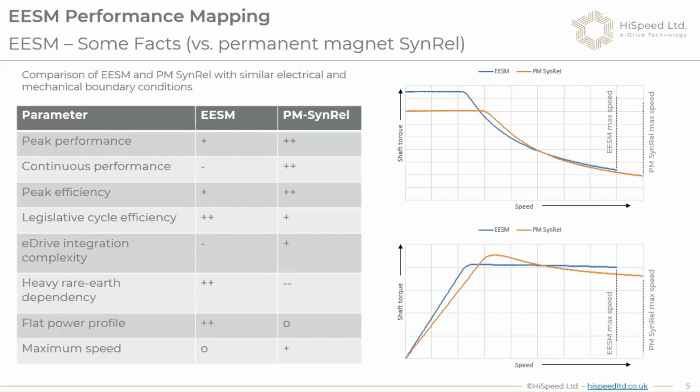Here is a comparison of torque speed curves. These are peak performance curves between the two technologies, the EESM and the permanent magnet motor, with similar boundary conditions. The major benefit we see on the EESM is a very flat power profile, which is very well suited for traction applications, where usually the requirement is a flat power after base speed. In terms of overload capability, the EESM also has a benefit, where we can push quite a high current through the rotor coils in order to create a very strong field in the rotor, also beneficial for peak torque, for example, below base speed.